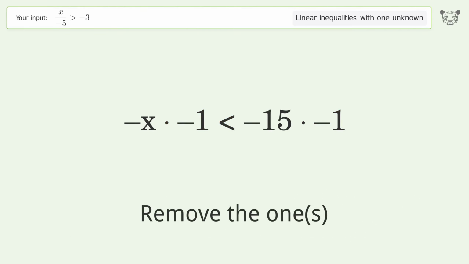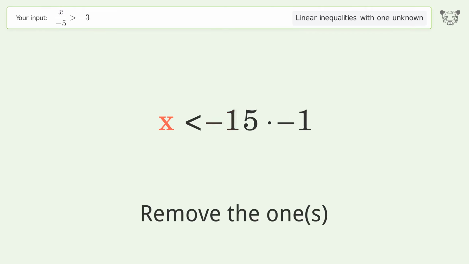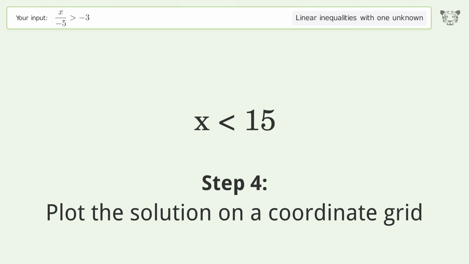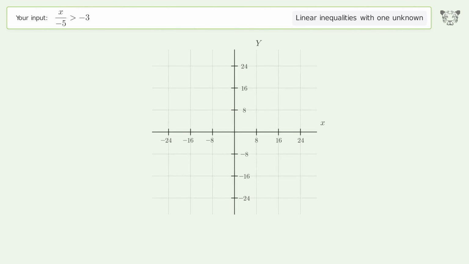Remove the ones. Simplify the arithmetic. Plot the solution on a coordinate grid. And so the final result is x smaller than 15.